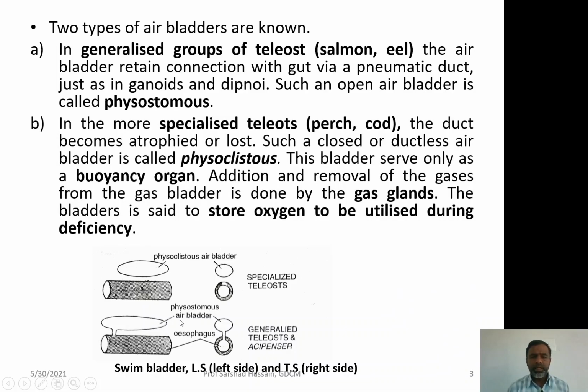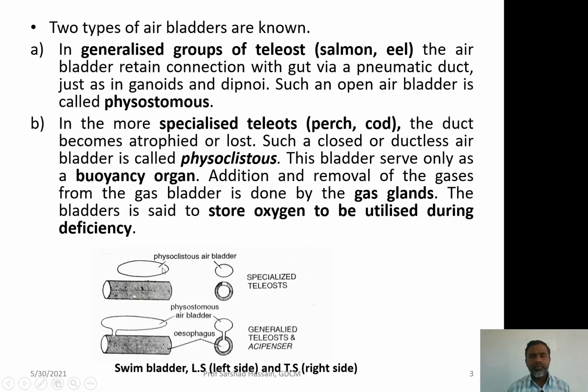Then you have the second type of bladder, called the physoclistous type. This bladder does not remain connected with the intestinal tract by a duct, so it is a completely isolated and closed air sac. The gas inside it is filled with the help of a gas gland present on its wall. These types of air sacs which are not connected are called physoclistous air bladders.